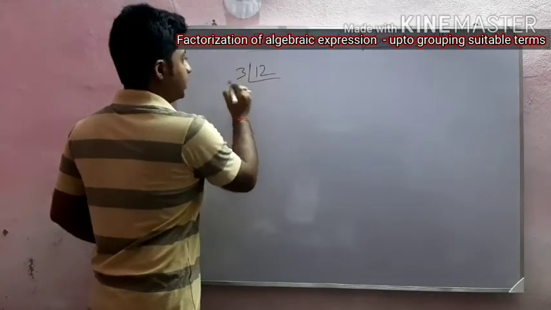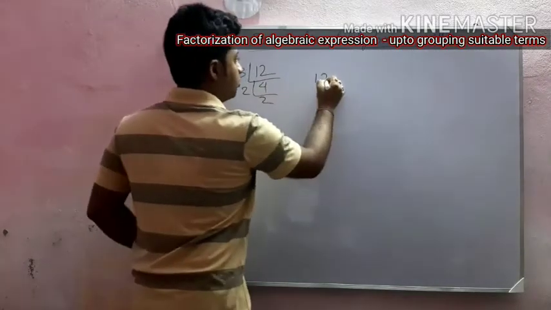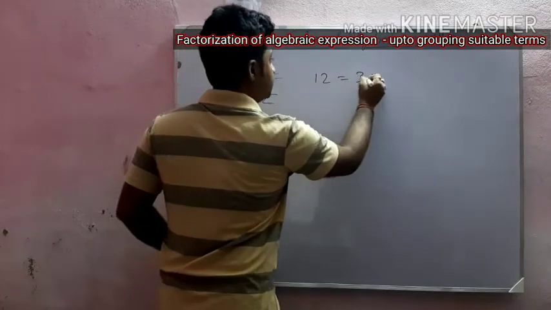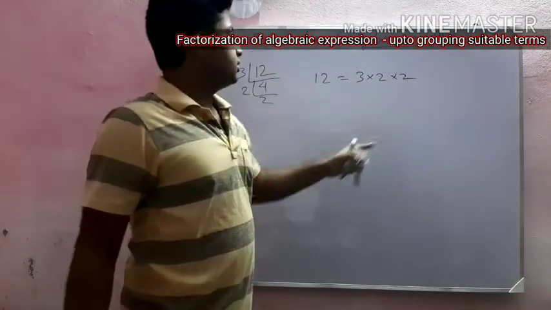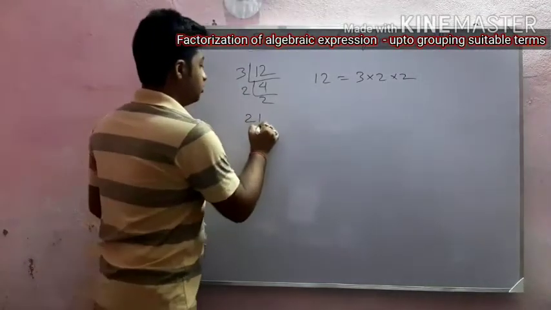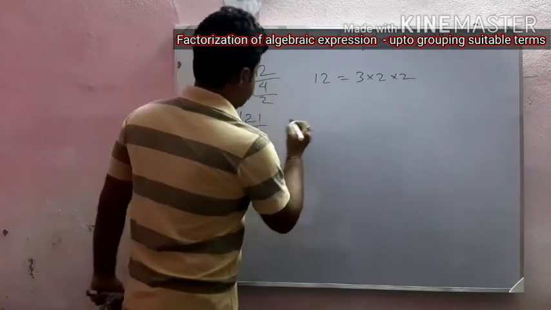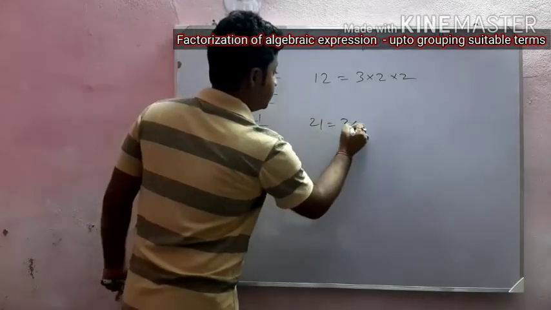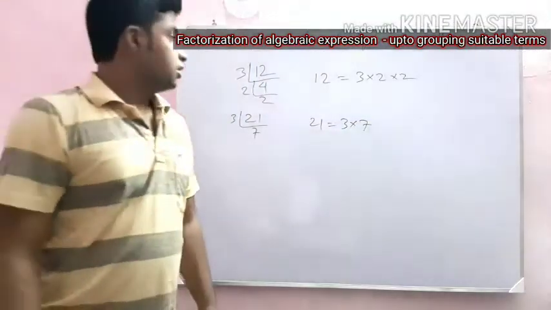Then you must calculate like this. 12 is equal to 3 into 2 into 2. So these three numbers are the factors of 12, right? Suppose you are asked to find out the factors of 21, then you should do like this. 21 equals 3 into 7. So 3 and 7 are the factors of 21.